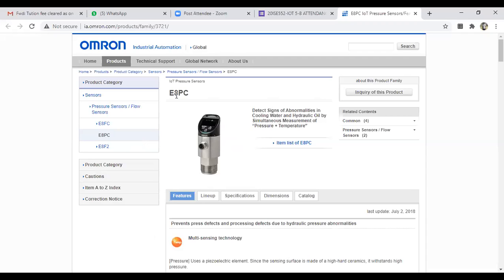See here, this is called the E8PC sensor. They have given it clearly. You need not know much about this, but I have put the keywords here. What they are saying is that it detects signs of abnormalities in cooling water and also hydraulic oil, by simultaneously measuring two things: pressure and temperature. That is enough. You need not know how it is done. If you are more interested in IoT or the electronic side, you can go deeper into it. As of now, you can just have a glance of it, that's all.